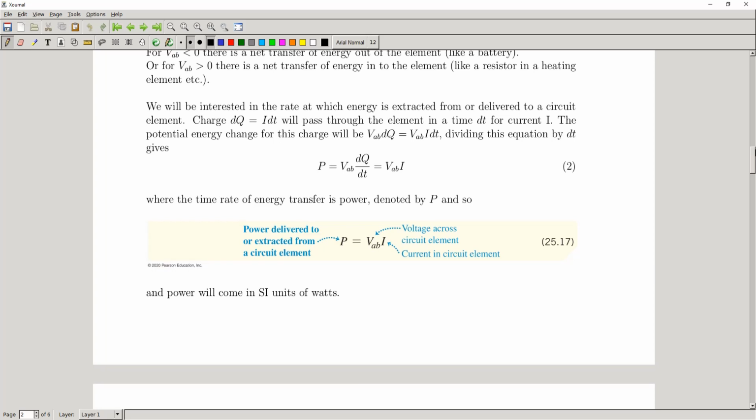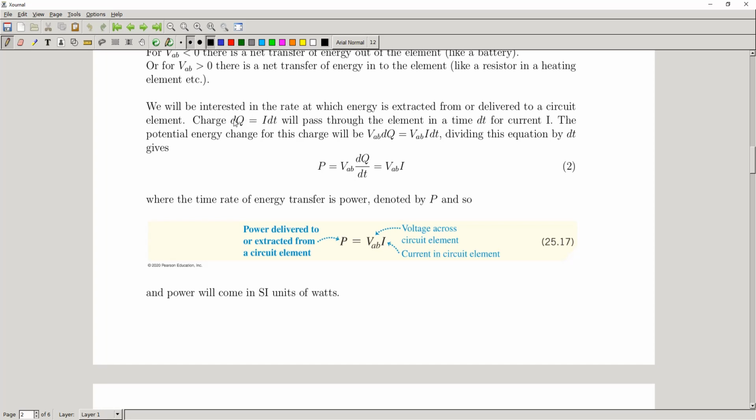Okay. Primarily, we're going to be interested in the rate at which energy is extracted from or delivered to our circuit element. So we're going to be either delivering or extracting energy from this circuit element, and we're interested in the rate at which this is happening. So for some tiny amount of charge dq, we know that dq is going to be equal to I dt.